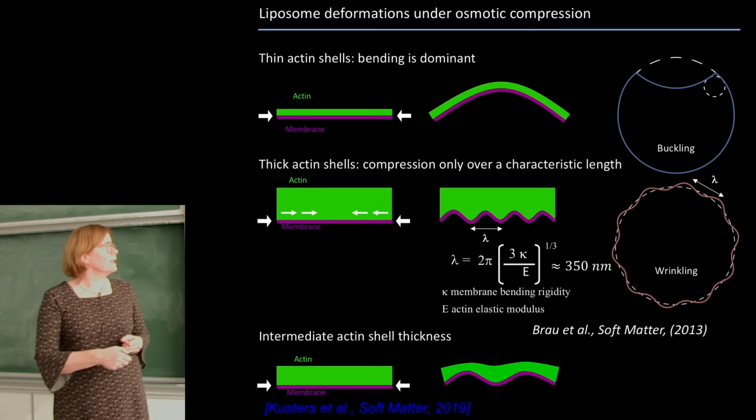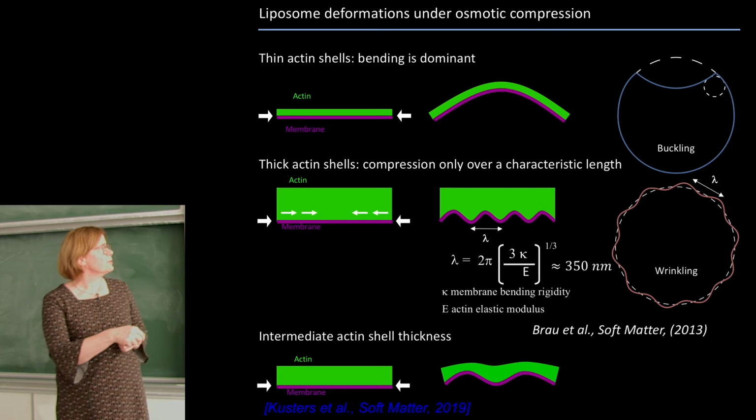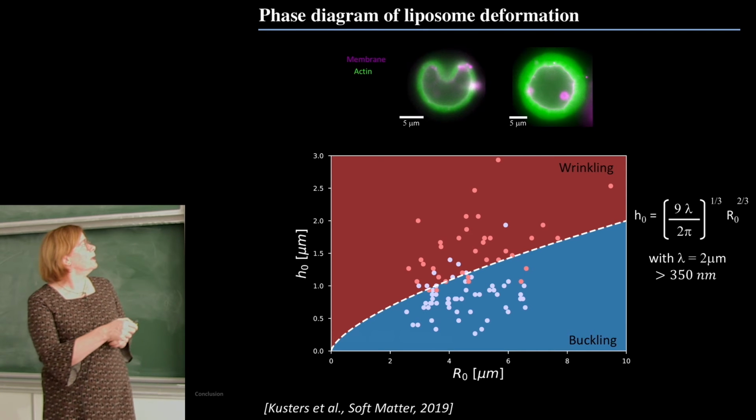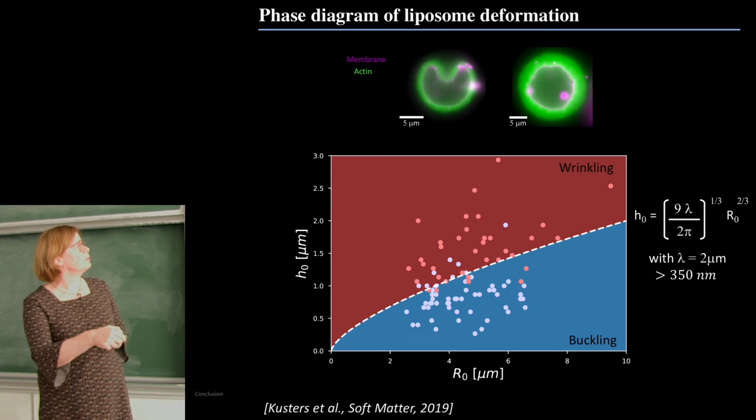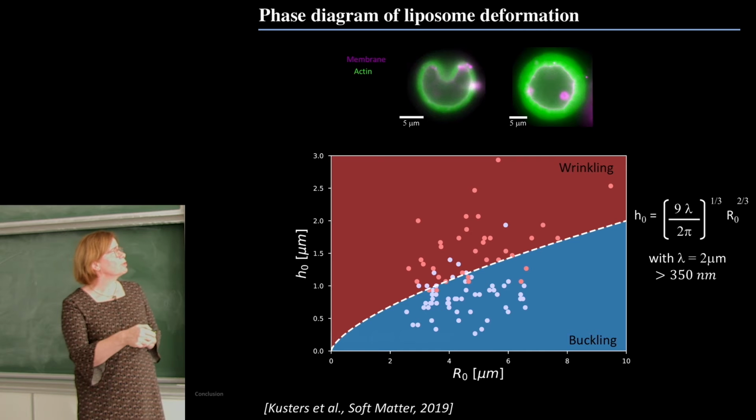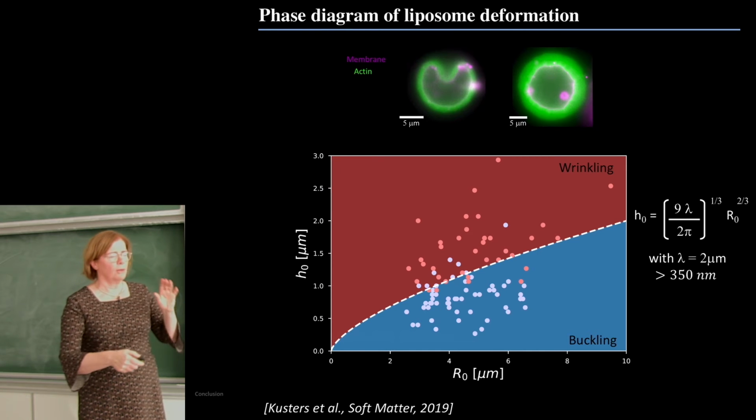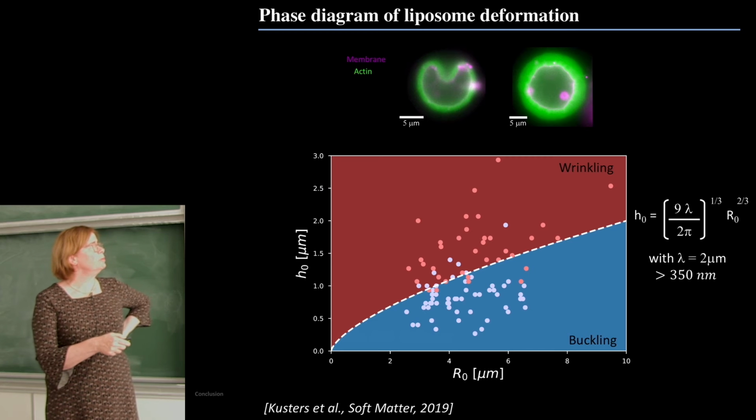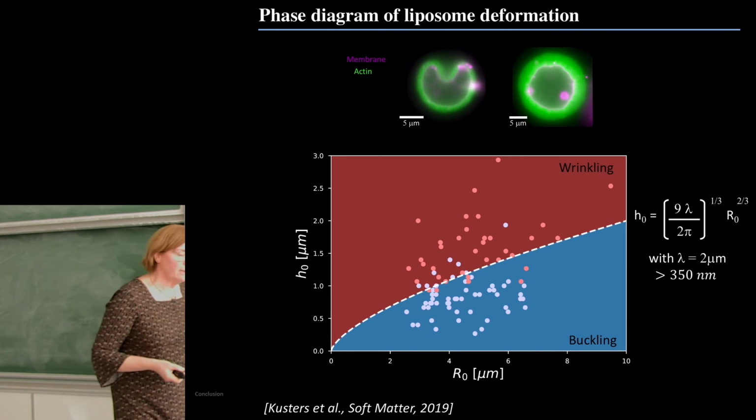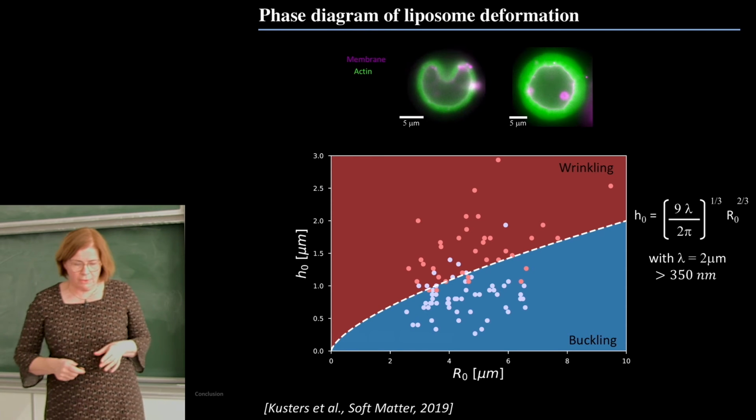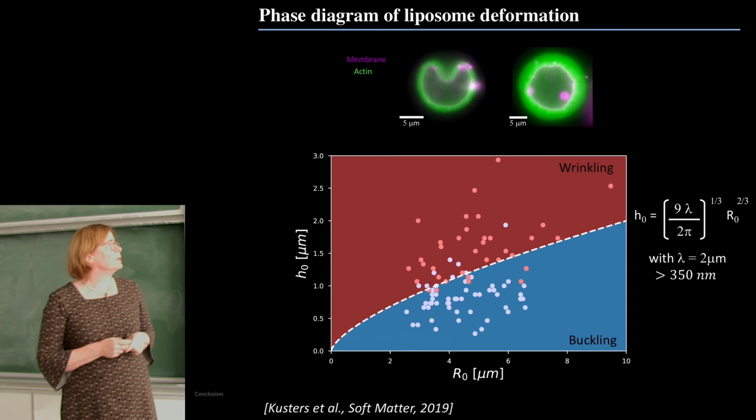And for intermediate thicknesses, of course, you have intermediate behaviors. So we put all our points in this diagram here. This is the thickness of the shell as a function of the radius of the liposome. You see two groups, and we can extract the lambda, the wavelength, from these points, and we find 2 micrometers. That is slightly bigger than 350 nanometers. But this was something that a reviewer helped us to understand.